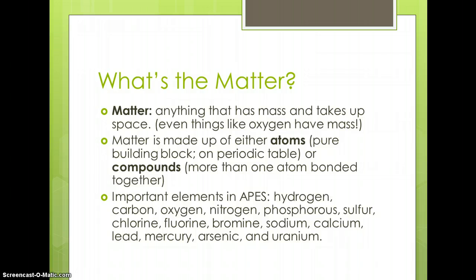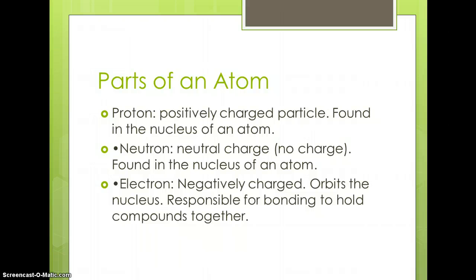Important elements in this class include hydrogen, carbon, oxygen, nitrogen, phosphorus, sulfur, chlorine, fluorine, bromine, sodium, calcium, lead, mercury, arsenic, and uranium. Parts of an atom. The proton and the neutron, both of those are found in the nucleus. The proton is a positively charged particle and the neutron is a neutrally charged particle. Electrons orbit the nucleus, that is, they orbit the protons and neutrons. They are negatively charged. They are responsible for bonding to hold compounds together.